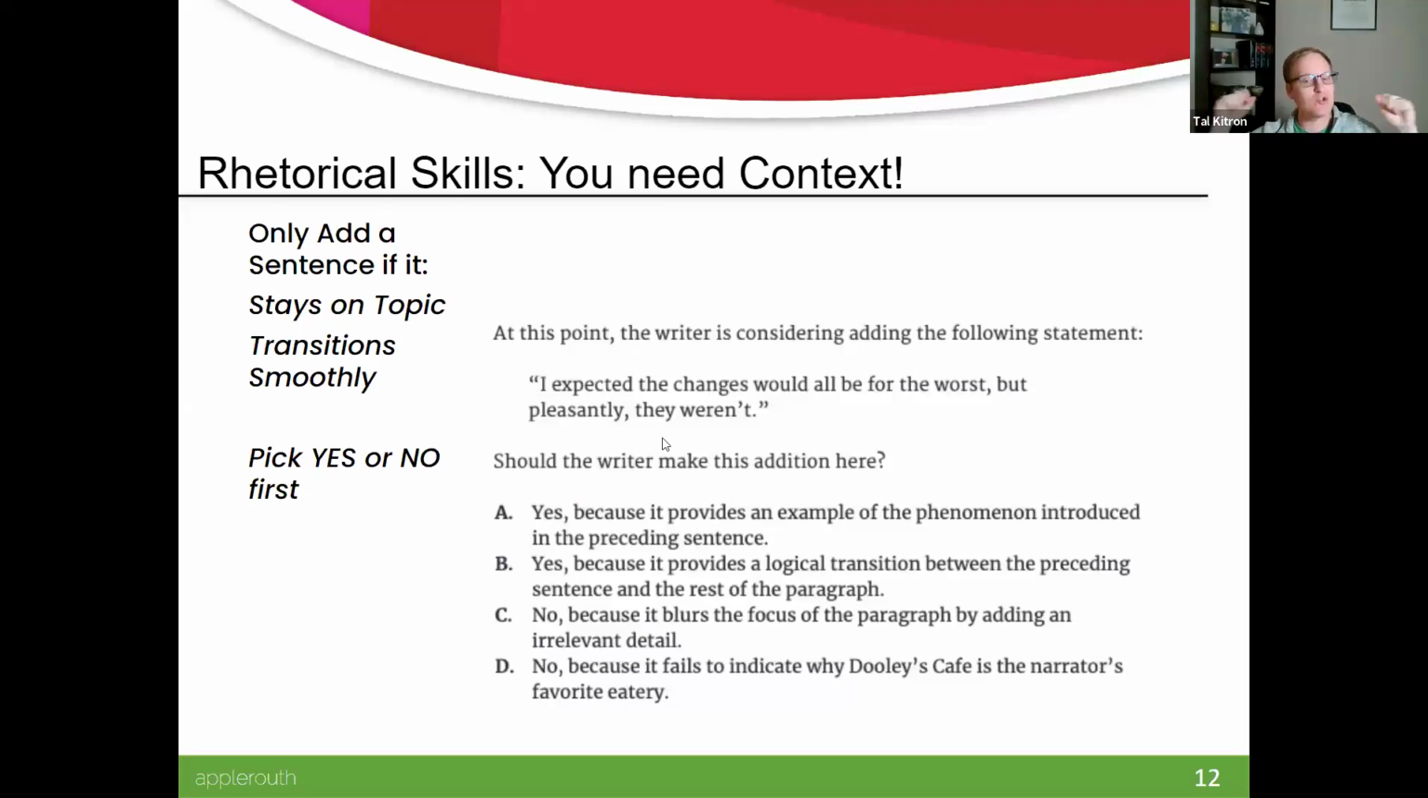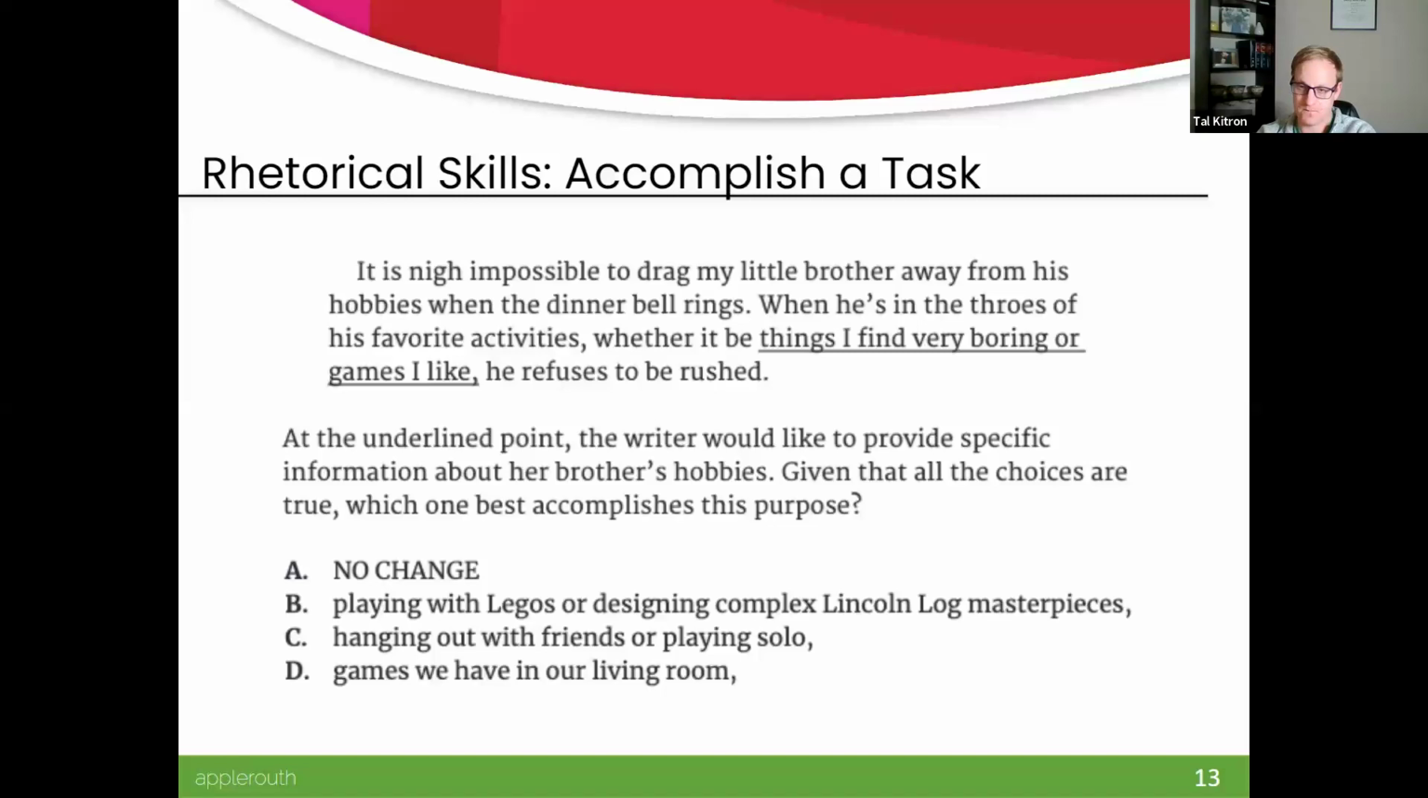For grammar, we like short answers. It's got to sound good. For rhetorical skills, we don't care. We need an answer that stays on topic and transitions. If it stays on topic and it flows smoothly, it'll be good, and if not, it won't. So we don't have enough context on this question here. There's no passage, so we'd have to decide yes or no and then pick the rationale. Here's an example of that.